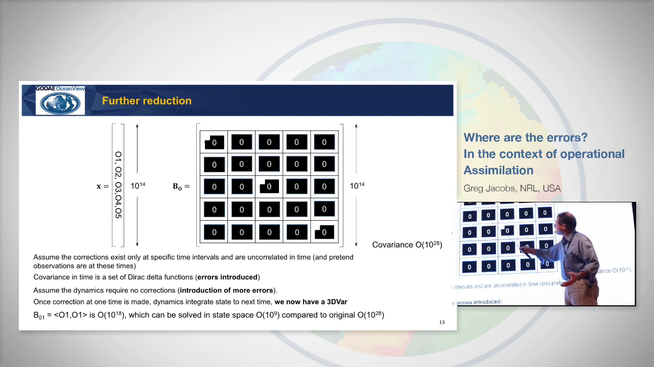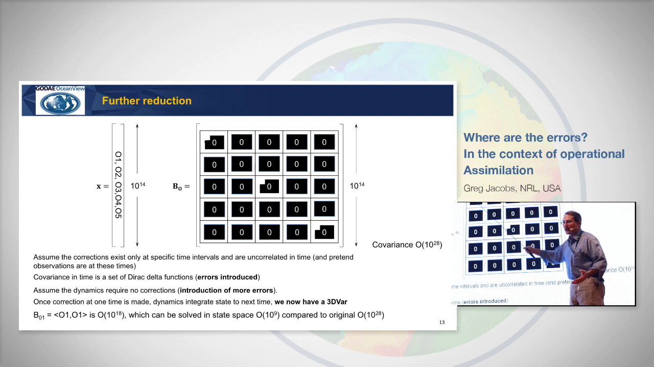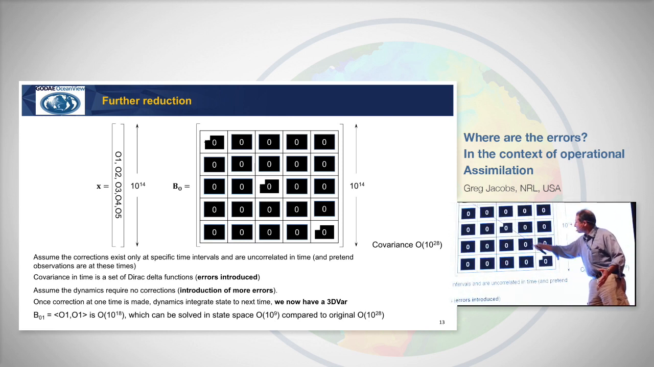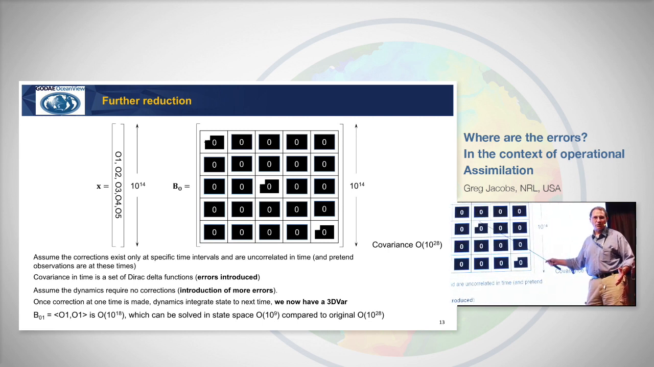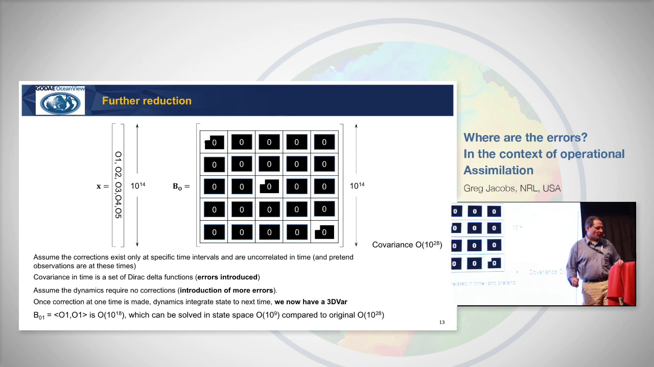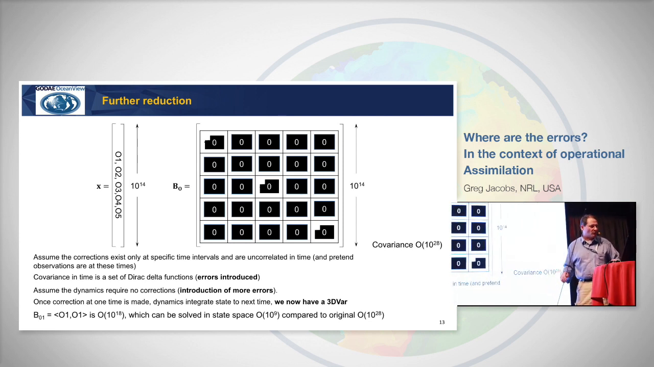So how do you solve this problem? You make an estimate of what the correction is at this first time. You've assumed that the dynamics are correct, so you integrate forward in time to the next block. You make a solution at that block, and on and on. So those are the basic assumptions that go into what we've done.